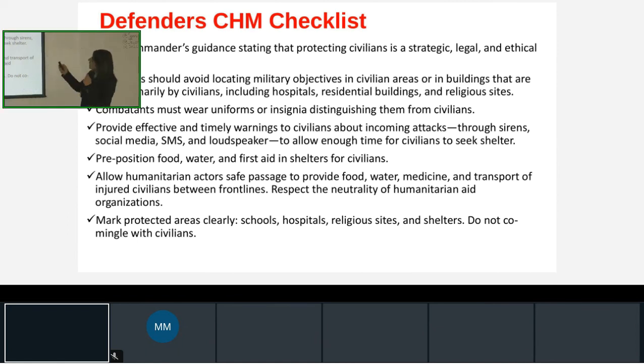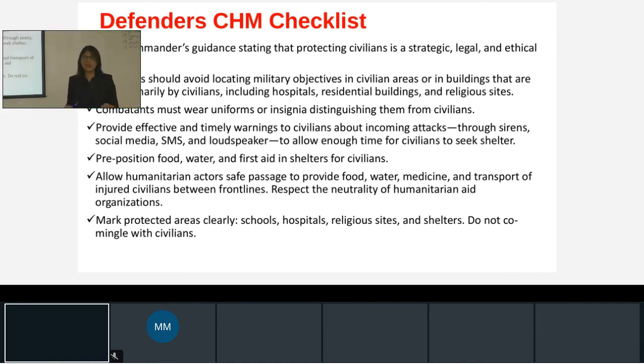So, defenders checklist: issuing commander's guidance that protecting civilians is a strategic, legal, and ethical priority. Defenders should avoid locating military objectives in civilian areas or in buildings used by civilians, including hospitals, residential buildings, and religious sites. I know I'm reading this, and you're like, of course people won't do that. They do it because this is a way to protect them from attack.